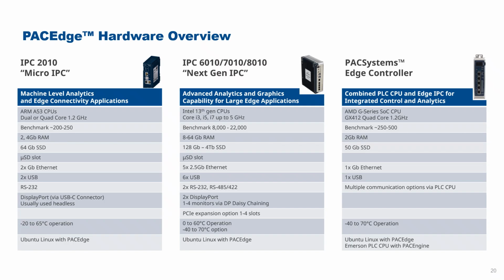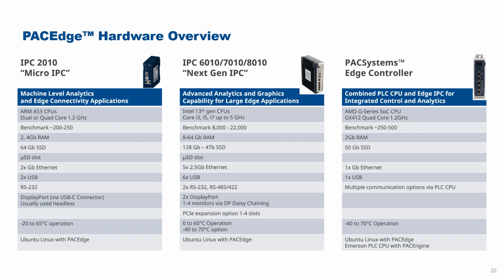So benchmark is very good. There's a choice of different CPUs up to 5 gigahertz and multiple cores. We've got 8 to up to 64 gigabytes of RAM. We've got SSDs from 128 gigabytes up to 4 terabytes for very large amounts of storage. Again, there's a micro SD slot. We've got 5 Ethernet ports, and this time they're 2.5 gigabit Ethernet ports.